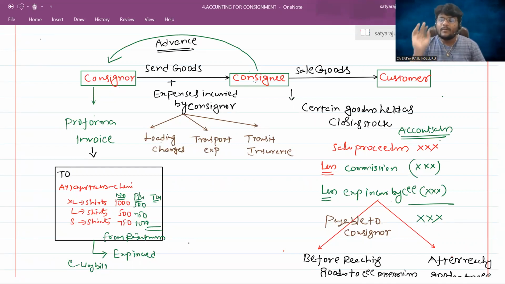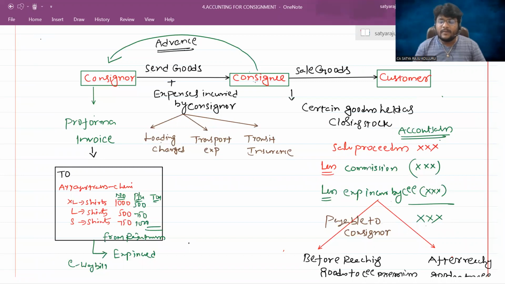Sir, in case of normal seller and buyer relationship, there is no commission concept. But in case of the consignment, commission concept will be there. Tell me, guys, all these are various differences. Next, in case of consignment business, consignor will prepare the pro forma invoice. But in case of the regular sales, seller will prepare the sales invoice.